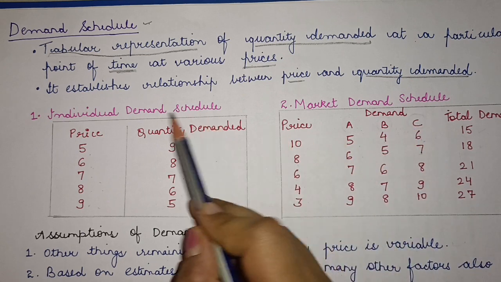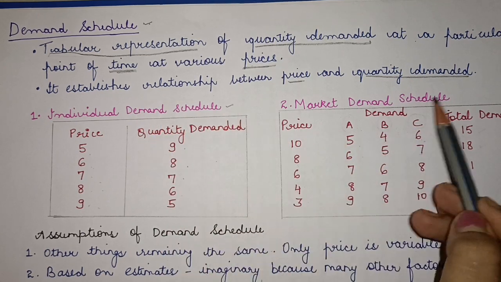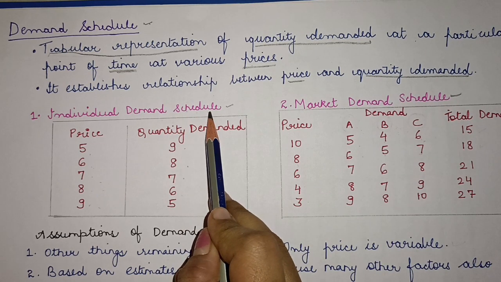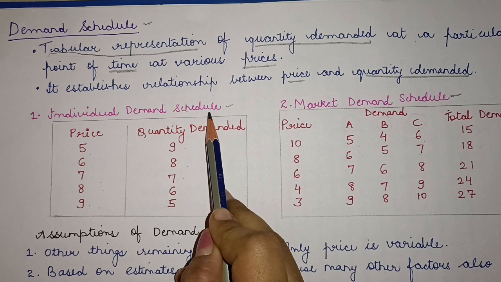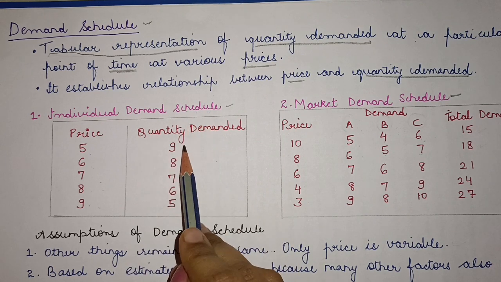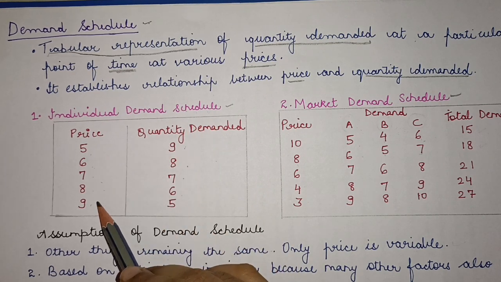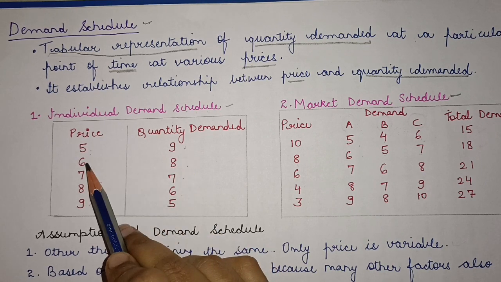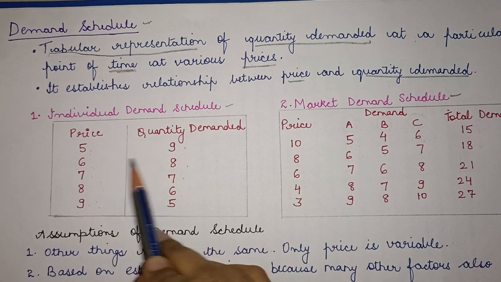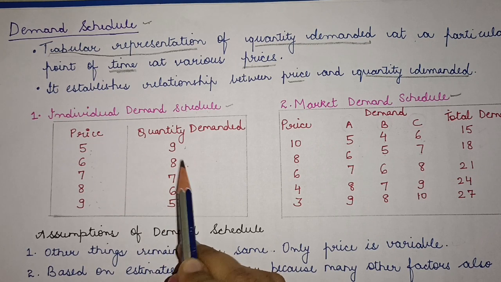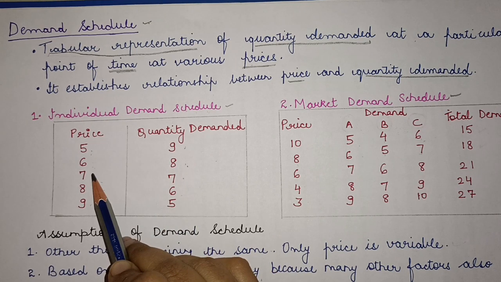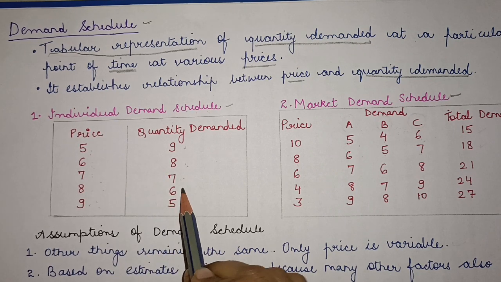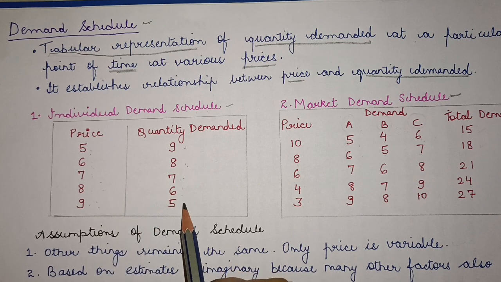Basically, the demand schedule is of two types: individual demand schedule and market demand schedule. The individual demand schedule, according to the name, says what will be the demand of an individual person at different prices. For example, when the price is rupees 5, the quantity demanded is 9. When the price increases to 6, the quantity demanded reduces to 8. Further, when the price increases to 7, the quantity demanded reduces to 7. At 8, the quantity demanded is 6, and at 9, the quantity demanded is 5.